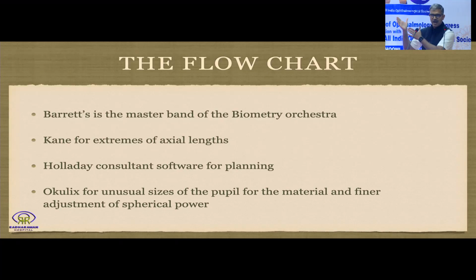So this is how my flowchart works. The Barrett's is always the master band of the orchestra. The Kane I use for extremes of axial length. The Hoffer consultant software, particularly for planning torics, both in monofocals, trifocals, and EDOFs. And the Oculix, if I find a preoperative pupillary size abnormal, and for finer adjustment in terms of the material.